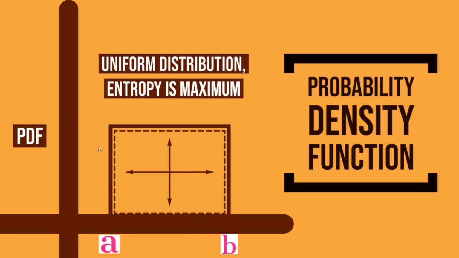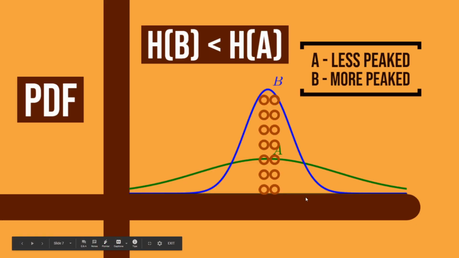So you can see we have the random variable y that takes all these values starting from a and going till b, and let the probability density function be along the y-axis. So this is like a uniform distribution. As you can see, all the values from a to b have the same probability, and therefore in this case entropy is also maximum. Now let us consider another example. Here I have a Gaussian distribution curve which looks something like this.